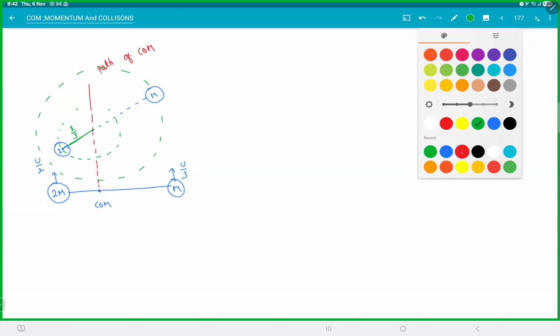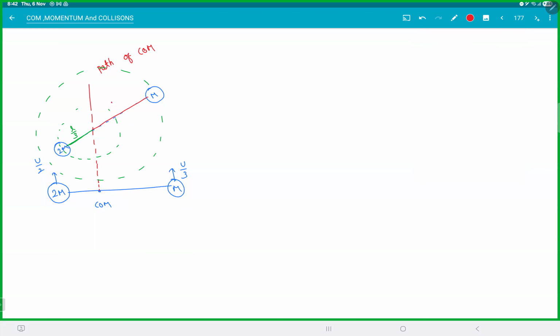And this circle radius will be 2L by 3. Great. Now, how do you find omega? Now, listen to this carefully. How to find omega? Let's say we have two particles A, going with U1, theta 1. Let's say we have another particle here, B, which is going with U2 and theta 2, right? And let the distance be R between them.